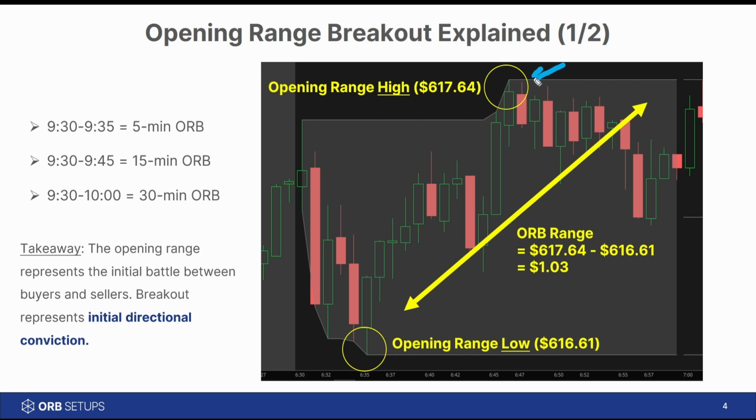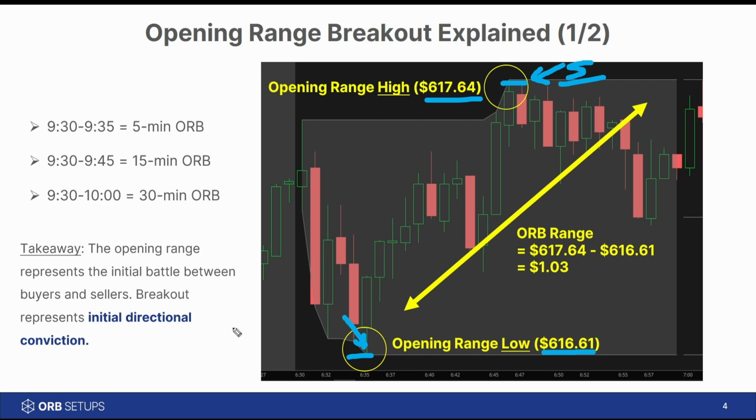Now, the key takeaway in this is this battle that we talked about, the battle between buyers and sellers. This top place represents the place where we can say sellers won. It's where they were able to defend and buyers could not break a penny above 617.64. On the flip side, this is the opening range low, 616.61, in which the buyers won. Sellers were not able to break a penny below this level.